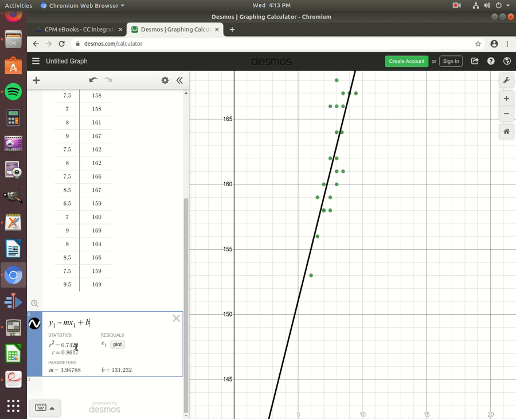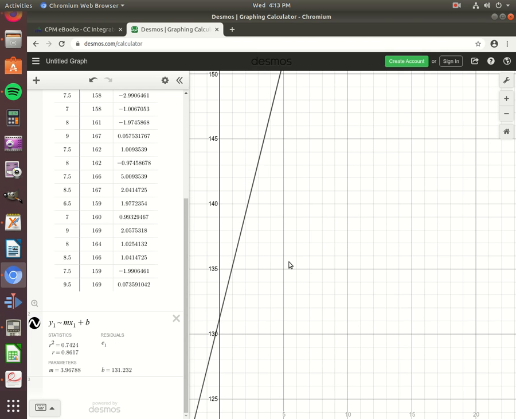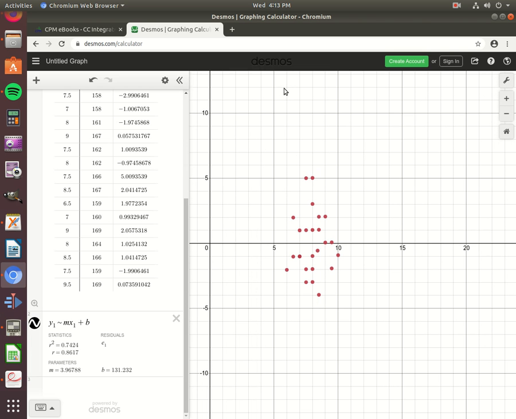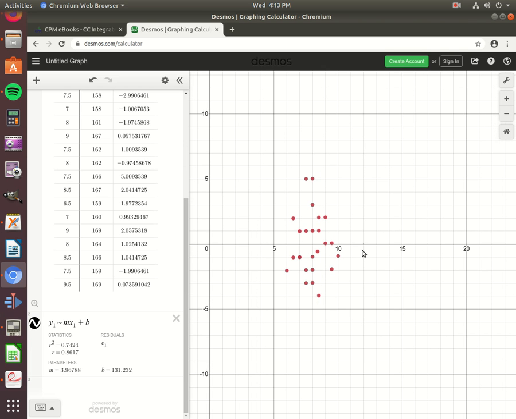This is again a percent. 74% of the output, or of the height in centimeters, is associated with the shoe size. So every time my shoe size grows 1, my height grows 3.97 centimeters. And again, if I want to plot, you can see it plots all the residuals, but I just have to go down to where it is and look at the residual plot. And it looks pretty good right there.